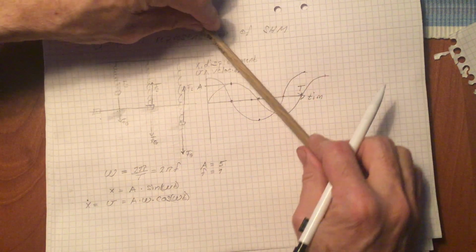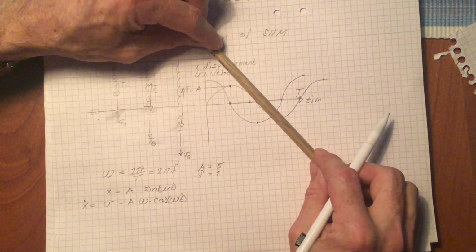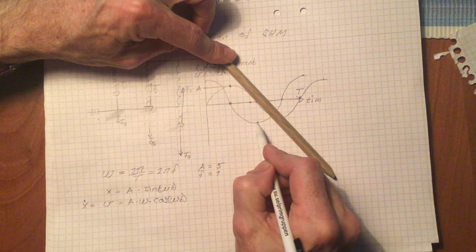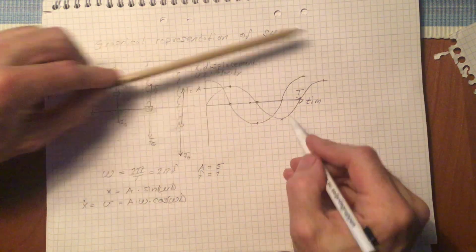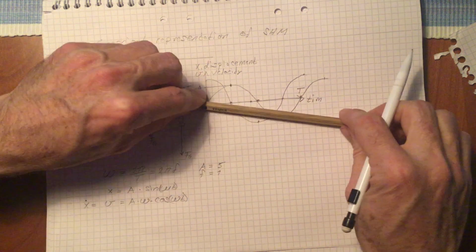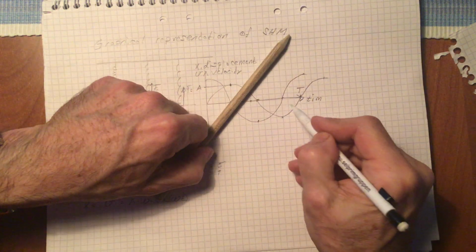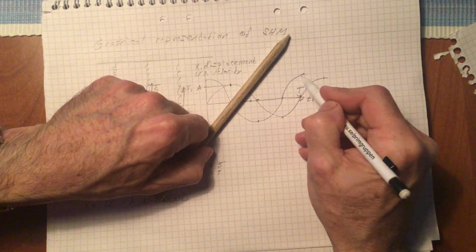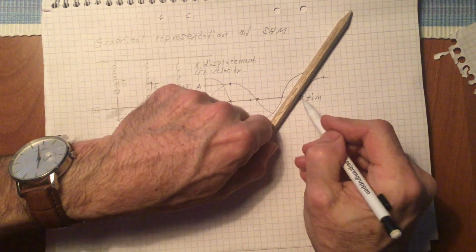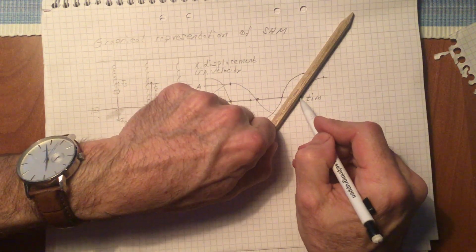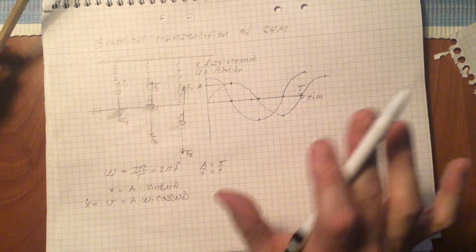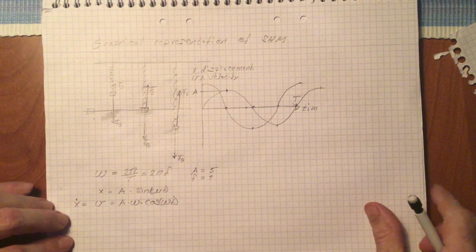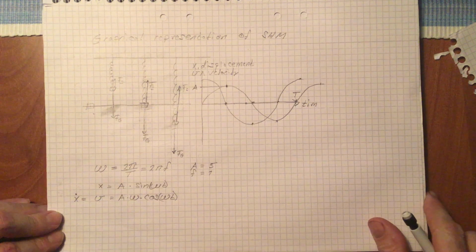In this point, the tangent is negative. Therefore, the velocity is negative. In this point, the tangent is 0. Therefore, the velocity is 0. And then the tangent becomes positive more and more, and the velocity increases more and more until the gradient is at its maximum. Therefore, the velocity is at its maximum. So it makes sense. We understand this.